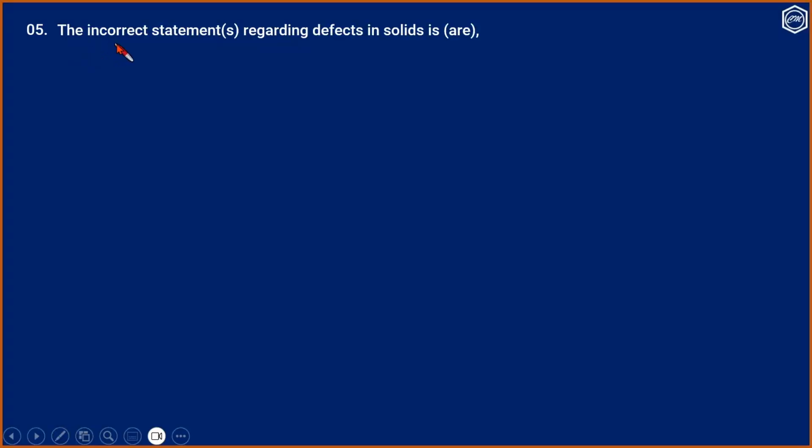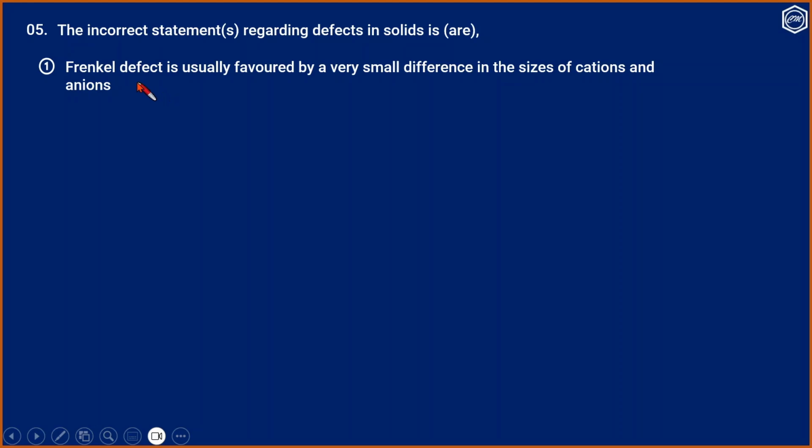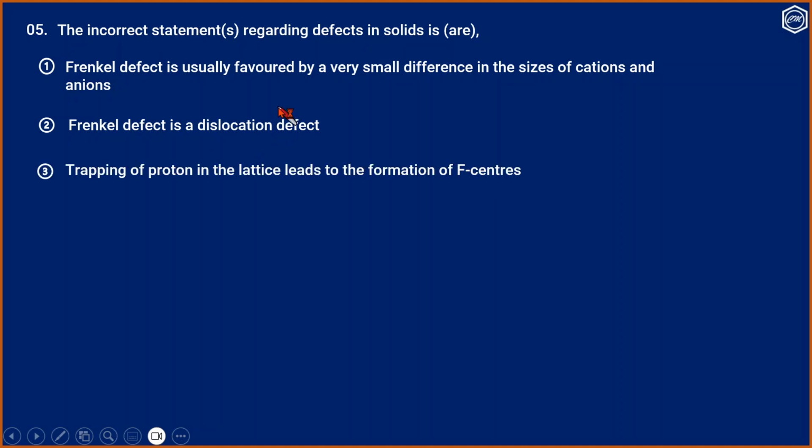Question 5. The incorrect statements regarding defects in solids are: Frenkel defect is usually favored by very small differences in size of cation and anion. Frenkel defect is a dislocation defect. Trapping of proton in the lattice leads to the formation of F centers. Schottky defect has no effect on physical properties of solids. So we have to choose the incorrect statements.